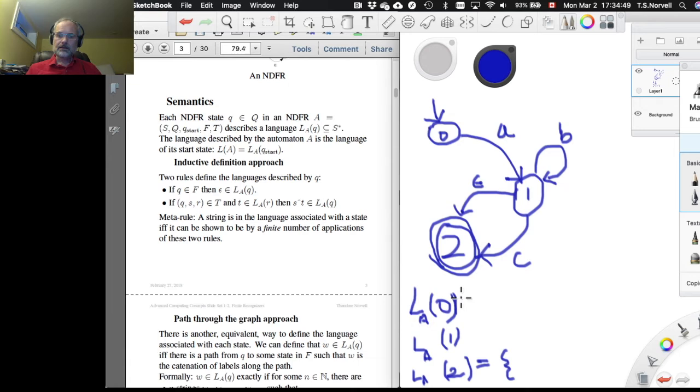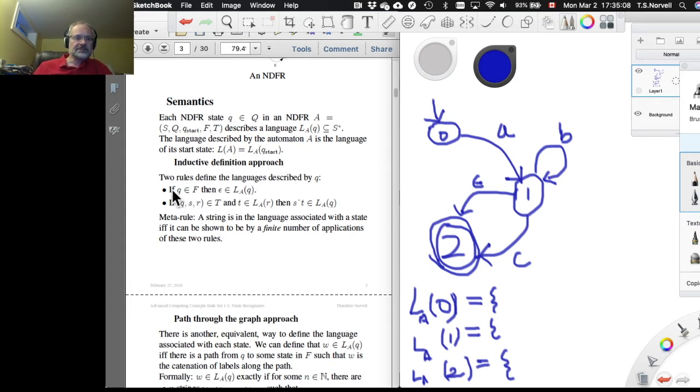Okay. So I'm going to build these up bit by bit. Some of them are infinite, so I won't list the whole thing, but I'll list enough strings that you get the idea. Okay, let's look at our inductive definition.